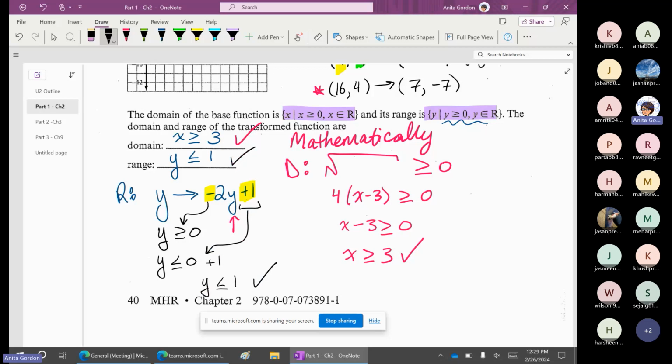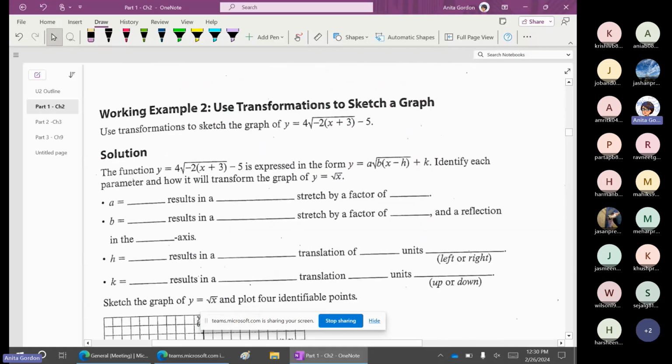Okay, so because our starting point was 0, the value of the stretch doesn't matter in this case. We are only worried about, do we have to flip the sign, and do we move it up or down in terms of a shift? Okay. Any questions on that? All right, let's go on to this example.